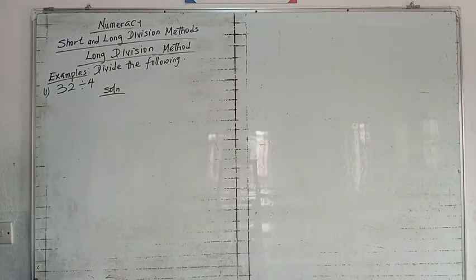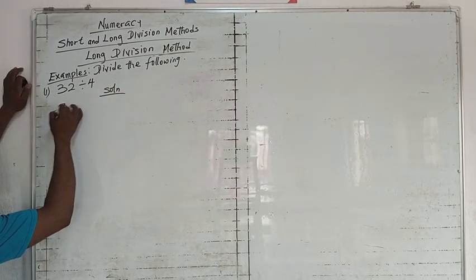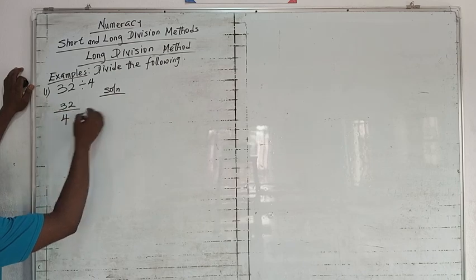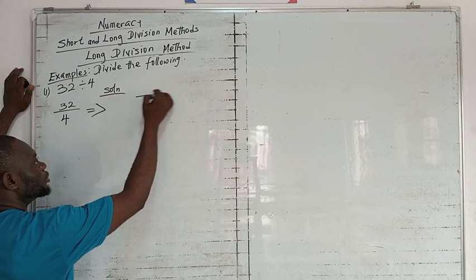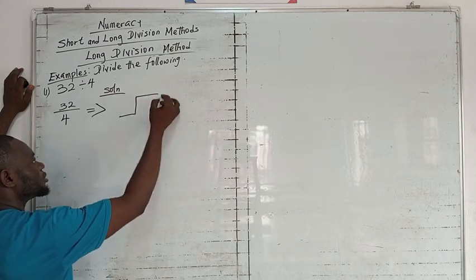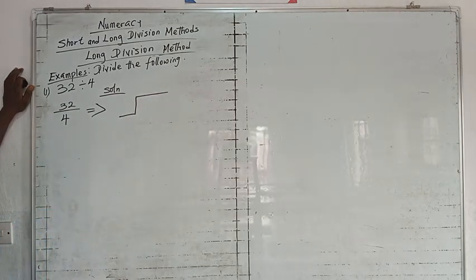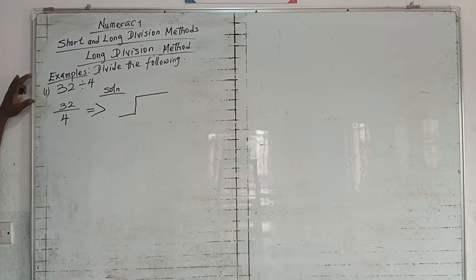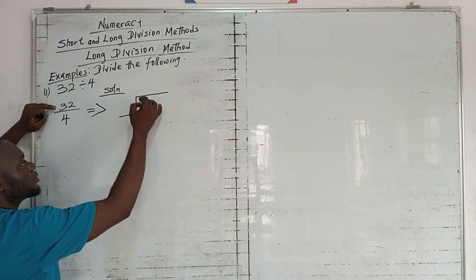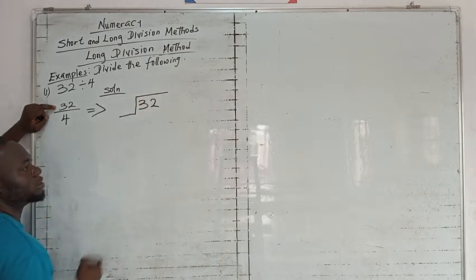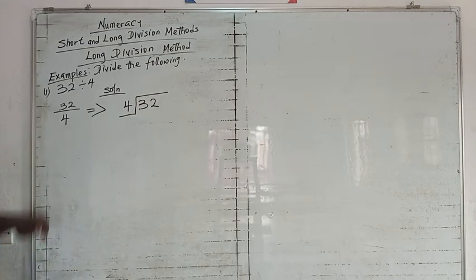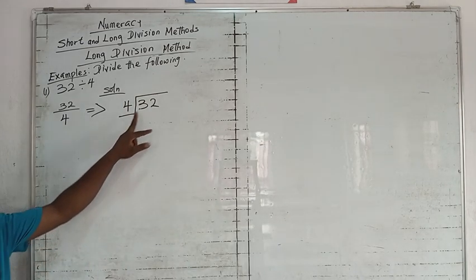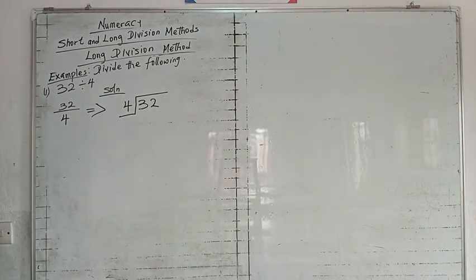Remember that in short division, we write this as 32 divided by 4. Now, in long division, the long division symbol is always like this. Okay? Then our divisor will be inside the symbol, while the divider will be outside. Alright? It's always like this for long division. Then let's divide.